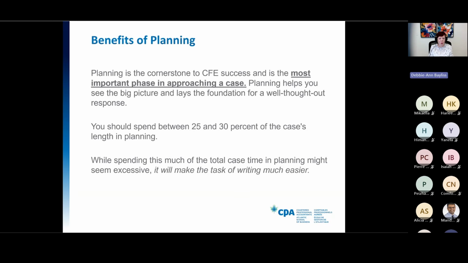Now, I know that that seems excessive, but remember, if you have a strong outline, you can turn that quickly into a response. Don't fall into that trap where you're feeling the pressure that you've got to start writing your response, because it's critical that you extract the relevant case facts.